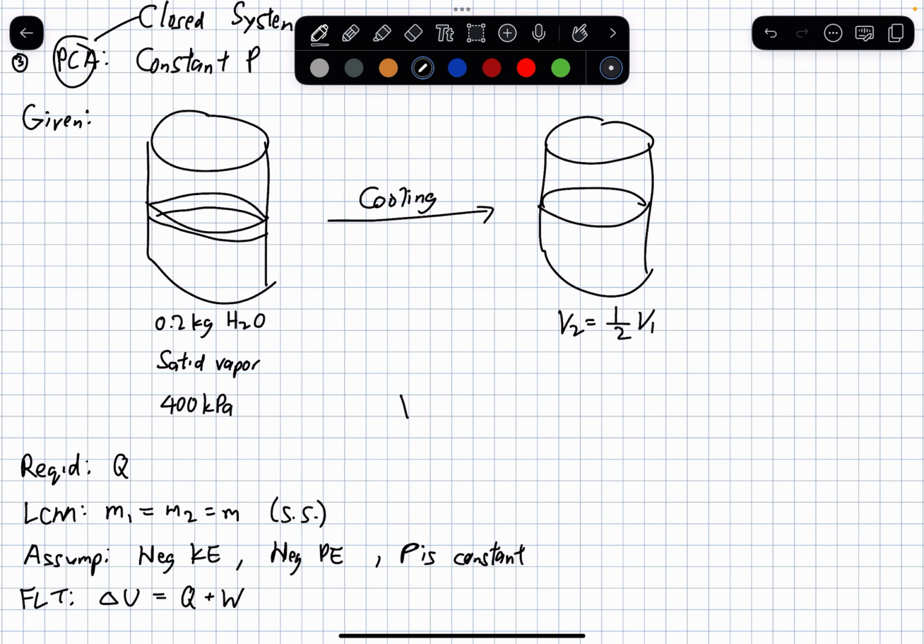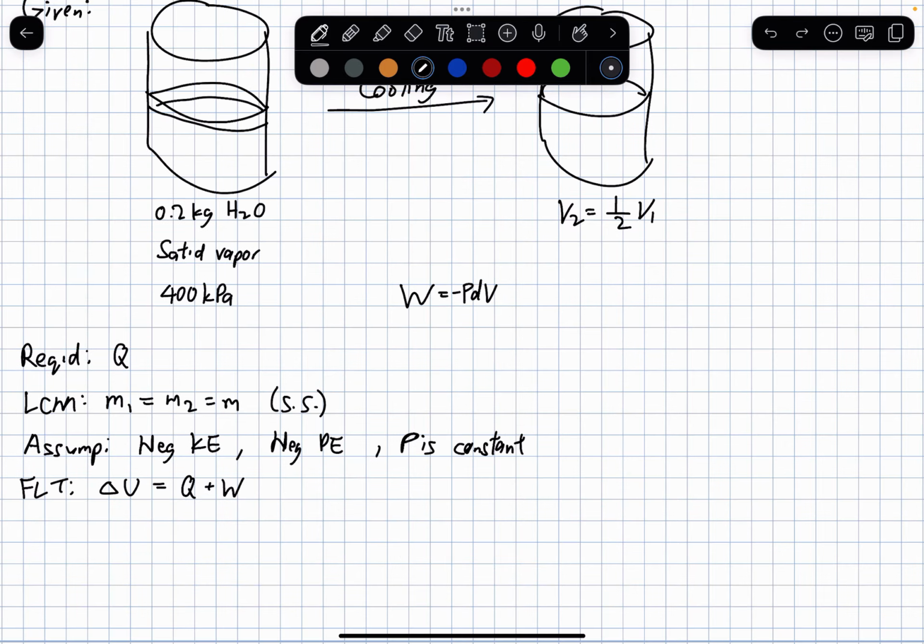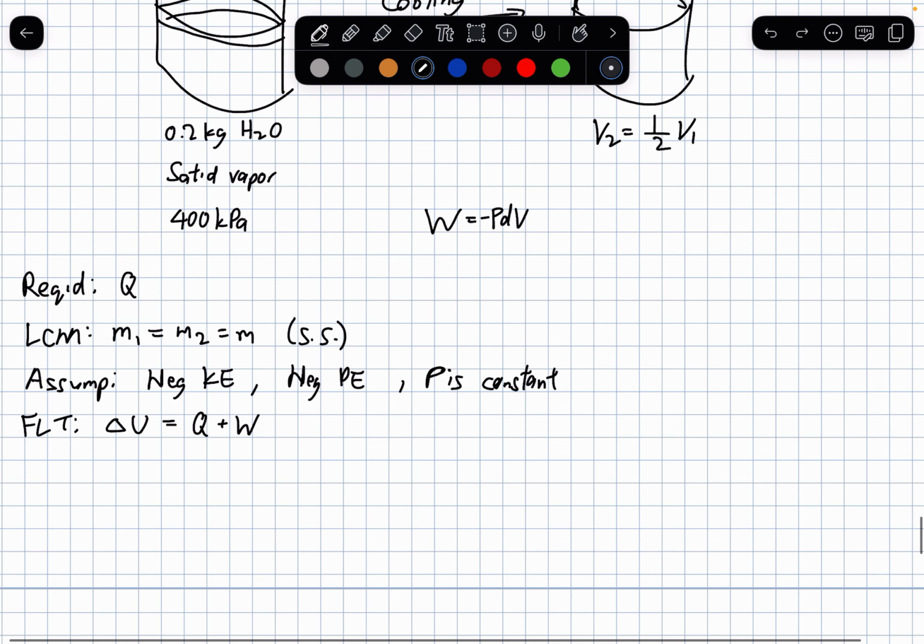Constant pressure. Work is negative P dV. Pressure is constant, it doesn't change anything. So work cannot be zero. No? So we'll leave it as is. What else? We have information on the first state.